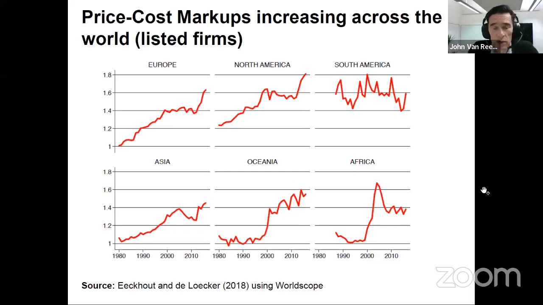That's the US. We could also look around the world. This is Europe. That was North America, but dominated by the US, South America, Asia, Oceania, and Africa. These are listed firms using work by Jan De Loecker. And you can see again, although markups are higher in the US than they are in Europe, the trends are actually pretty similar across this 30 or 40 year period. So this increase of markups that firms are having, and again, this is driven by the larger superstar firms, is driving up average markups, not just in the US, but around the world.